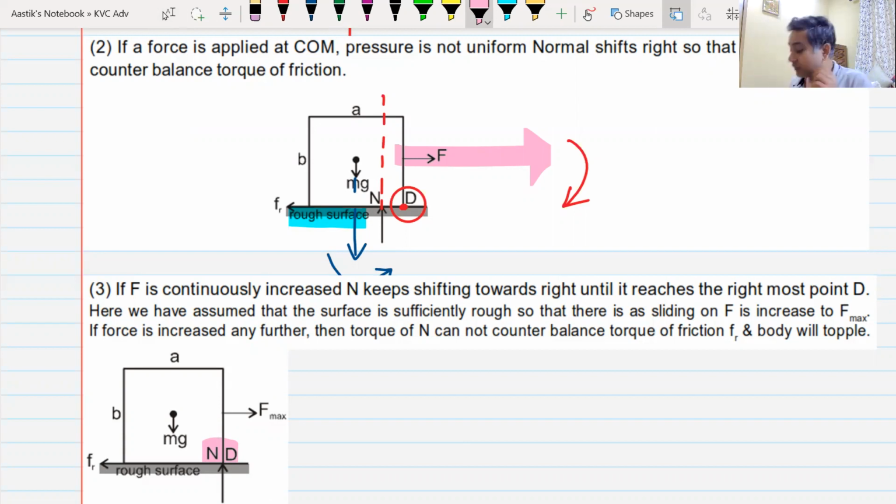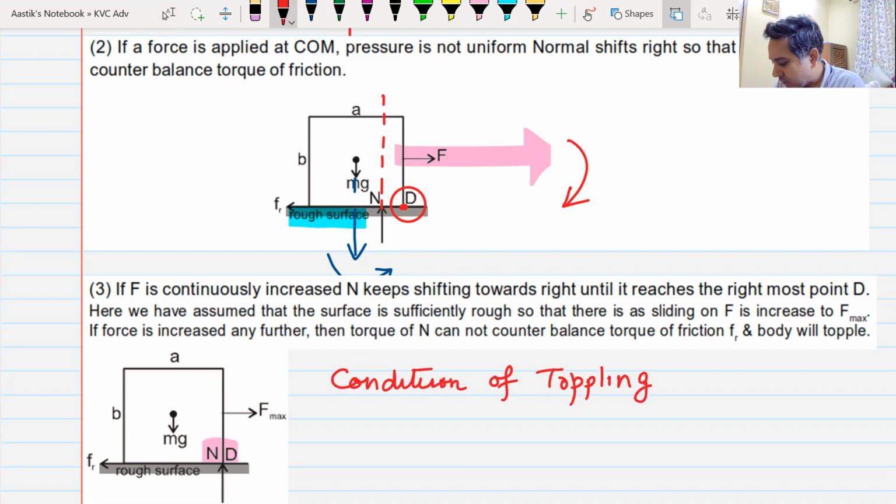Yes, sir. So what is the condition of toppling? If I call this distance x, you may not apply this force at the center of mass. You can apply it at any point x. What is the condition of toppling?